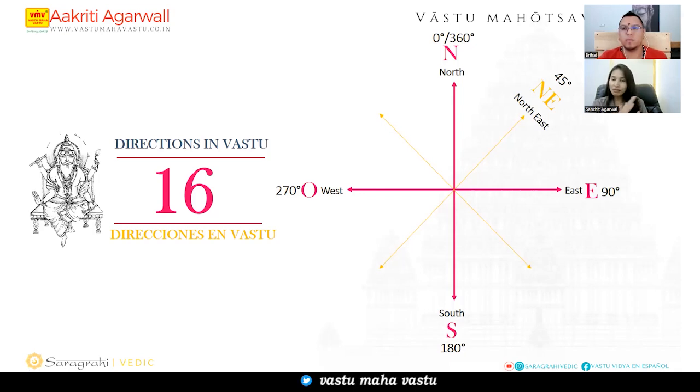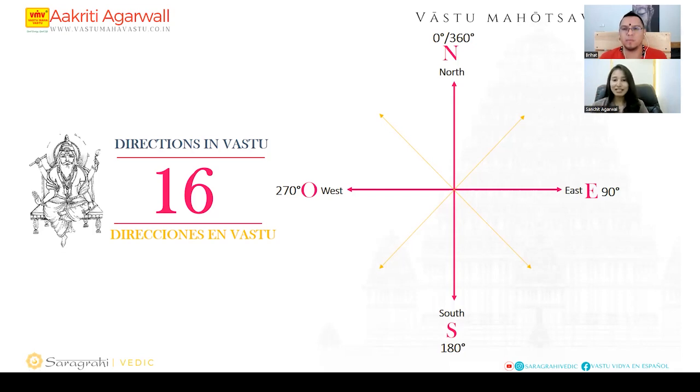Now, from north, if we move towards the east, towards the right-hand side, we have the east direction, which is 90 degrees. Basically, it's making a right angle, right? So this is 90 degrees east. Now, from east, if we move further down towards the right, we have the south direction, which is 180 degrees. Now, why 180? Because it's completing half of the circle, right?